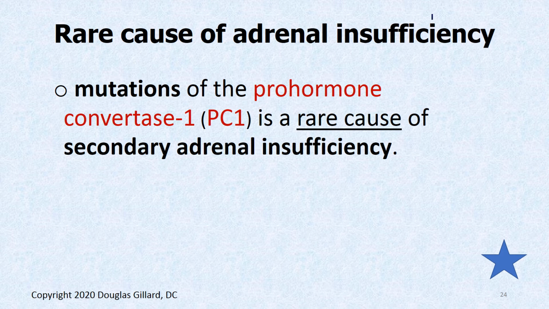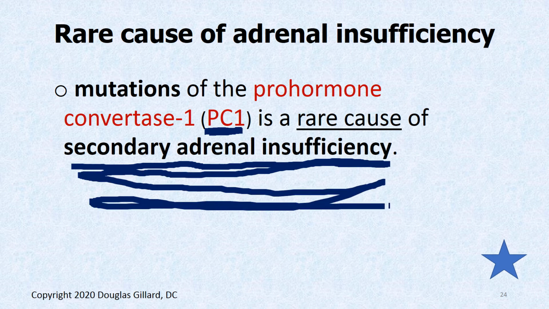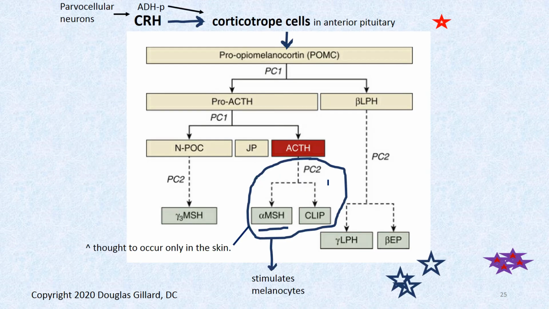There is a rare cause, you probably won't be asked this, it's not in any of the board books, but there is a rare cause of adrenal insufficiency where you can have a mutation in PC1. That's not a good thing, because if you have a mutation, you can't make ACTH, and therefore you will have adrenal insufficiency. Basically, you won't have Addison's disease, you'll have secondary adrenal insufficiency, which is not good, right? Because you can't make cortisol and you can't make DHEA. DHEA is not the big deal, but you've got to have cortisol to be alive.